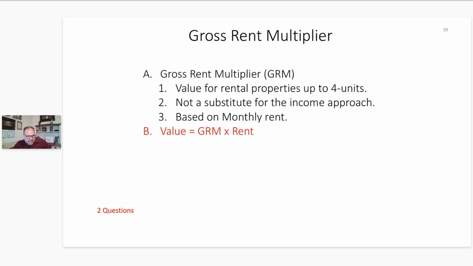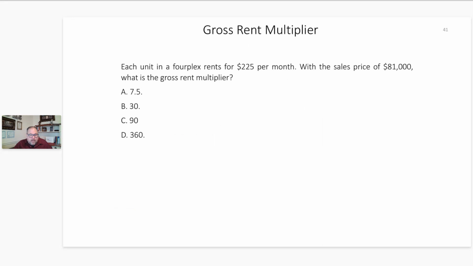They give you the rent and they give you the value. So you're going to have to find the GRM, which is the gross rent multiplier. So what I'll do is take the value divided by the rent. It gives me my GRM. So I got to calculate what the rent is. I got 4 units. They rent for $225 per month. So I got to go 4 times $225. My total rent for the fourplex is $900.